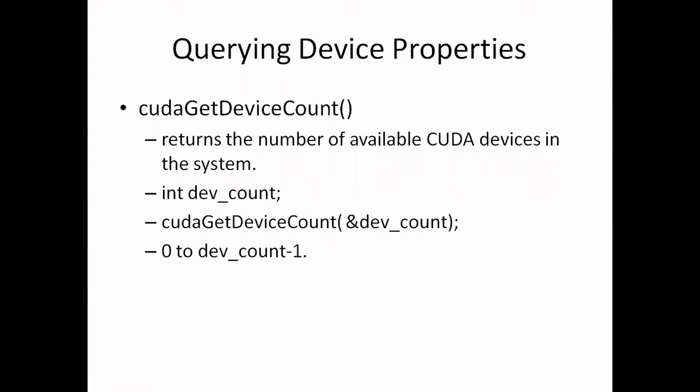Sir, can we use this function cudaGetDeviceCount normally, or do we have to include any extra library for this? The library is cuda.h, you are already using it, no? In your C program, when you are writing some header files, you are including cuda.h. So from there it is available.